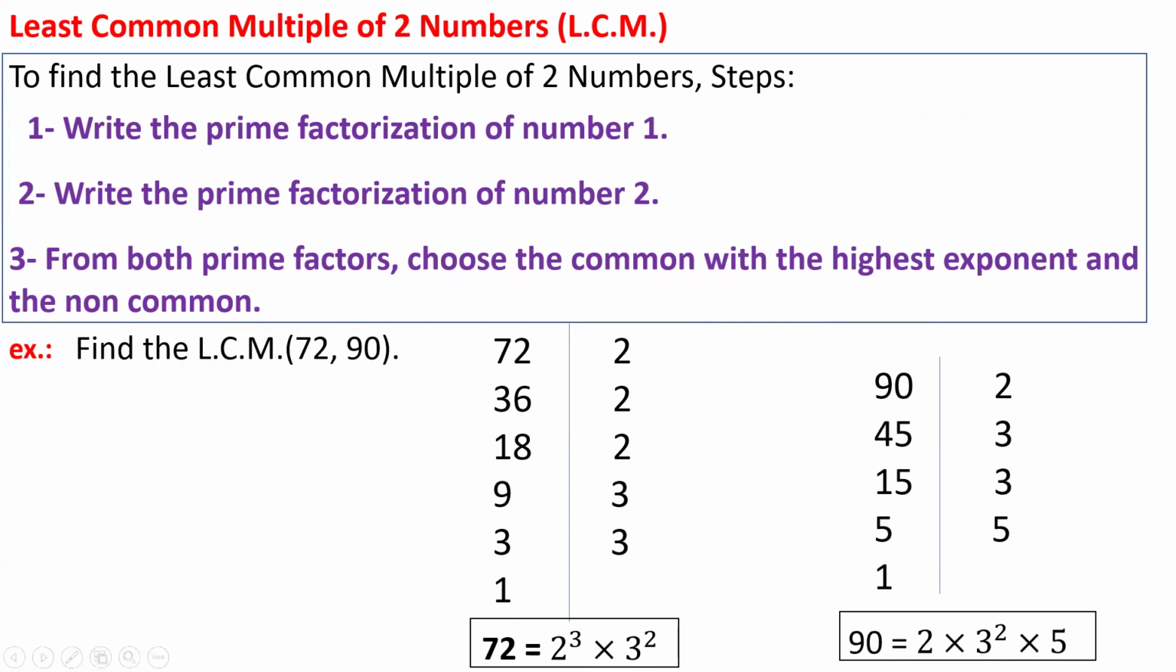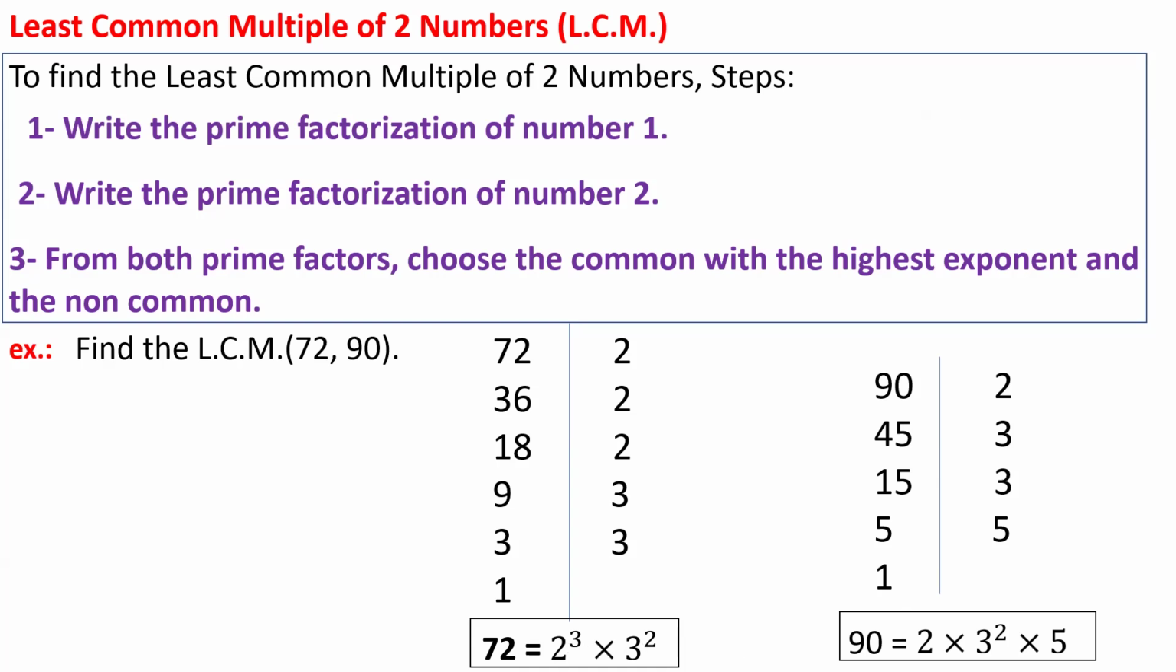If you look at these two boxes, the prime factors of 72 and the prime factors of 90, you should choose the common base with the highest exponent. So 2 here is a common base because I can find it in both. Which one has the highest exponent? Here the exponent is 3, here the exponent is 1, so I take 2 cubed.